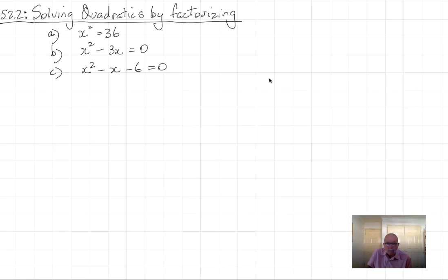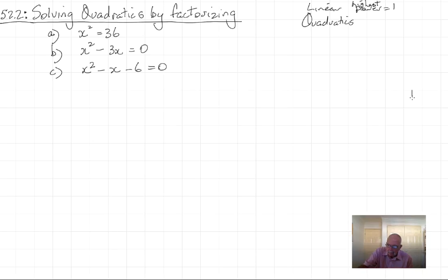Now we're going to look at solving quadratic equations. Now quadratics, we've already seen that linear has the power of 1, highest power equals 1, so that's the highest power.